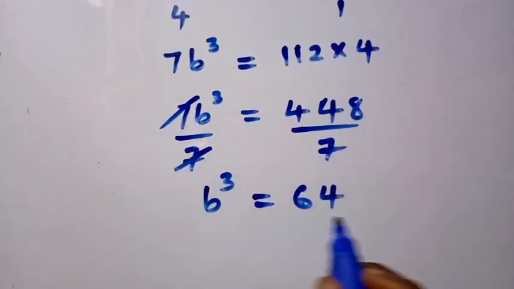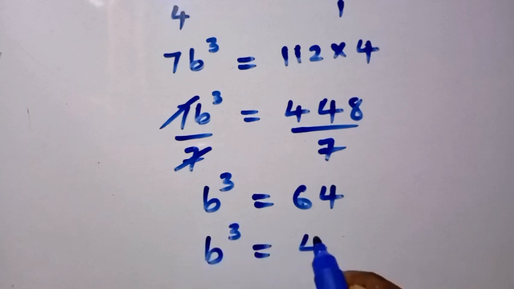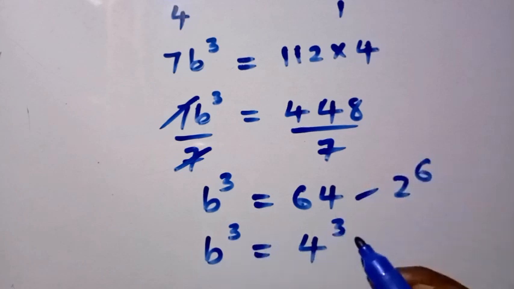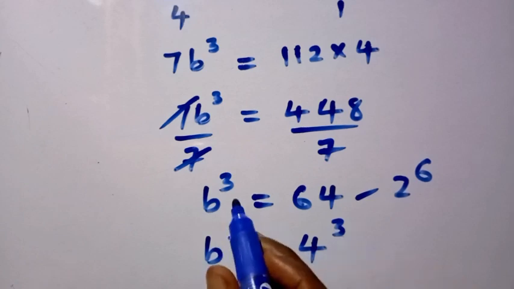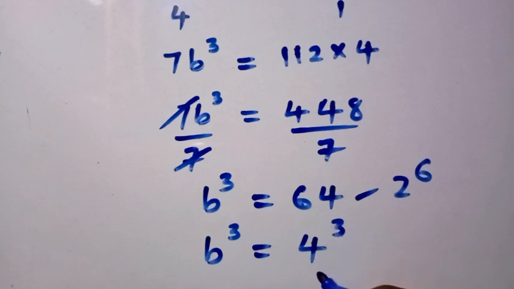And 64 in exponent form is given as 4 raised to power of 3. So I have to make sure that they both have the same power, because 64 here can still be 2 raised to power 6. But since we have the b raised to power 3 here, I have to make it as the base of 4, then raised to power of 3.